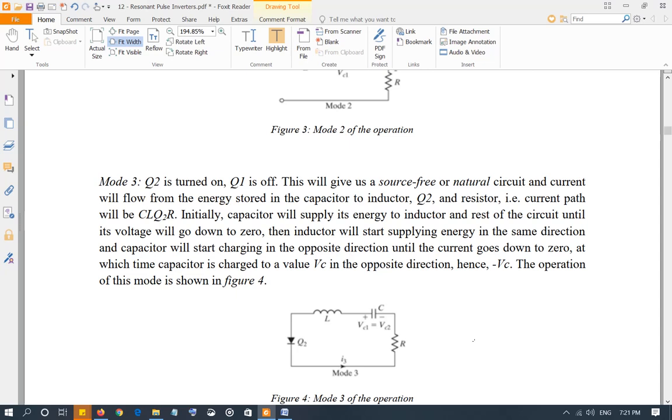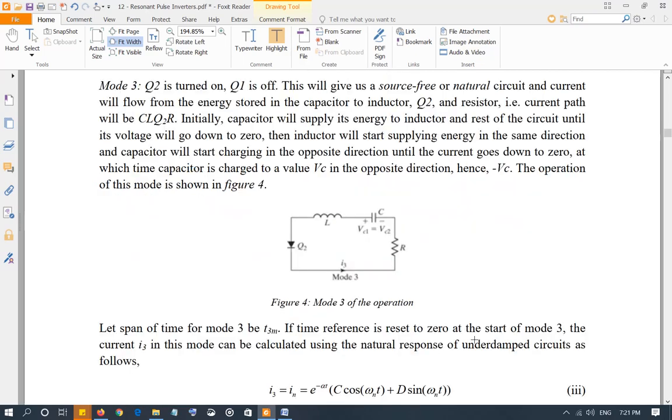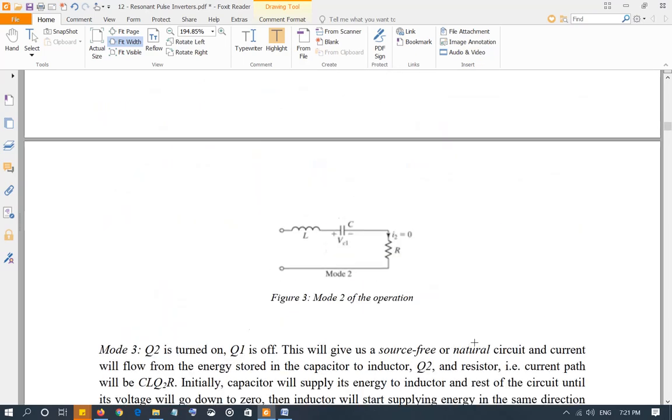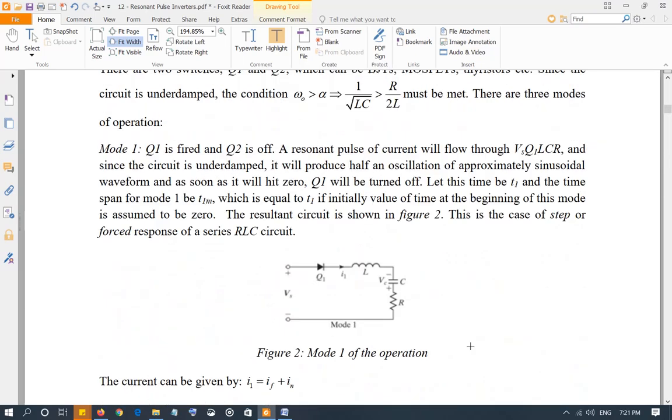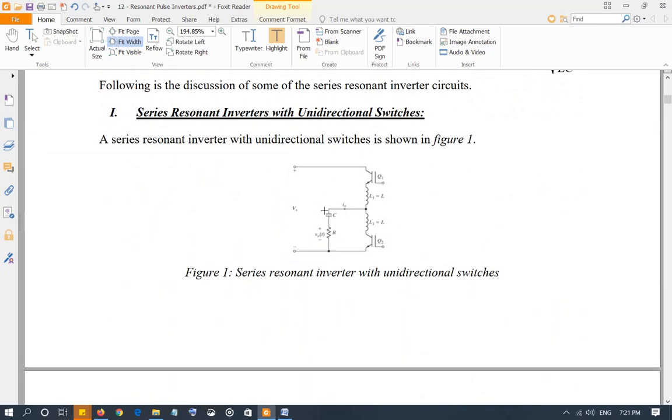So the capacitor is going to change polarity, and it will now have voltage in the opposite direction, and that voltage we call VC. On the graph it shows negative VC because our positive polarity is when the capacitor is positive on top and negative at the bottom. So now the capacitor is positive at the bottom and negative on top at the end of mode 3.